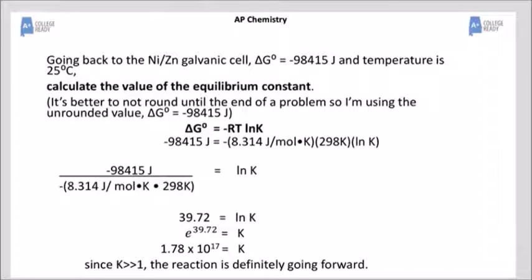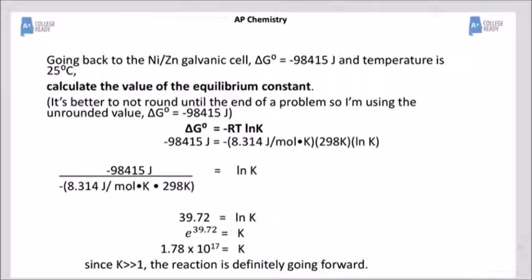So again, if we go back to that example from before, here is the unrounded value we had for delta G. The temperature would have to be given, and it would be standard lab temperature of 25 degrees Celsius. And you would be asked to calculate the value of the equilibrium constant. We don't want to use rounded numbers. It just introduces a lot of error. So notice I have the unrounded number. Here's my R value. My 25 degrees Celsius must be in Kelvin. And then we've got the natural log of K.